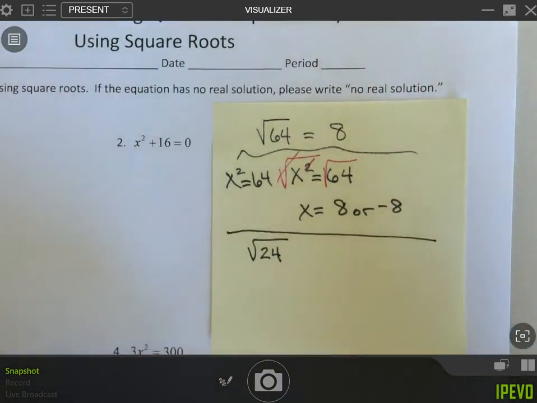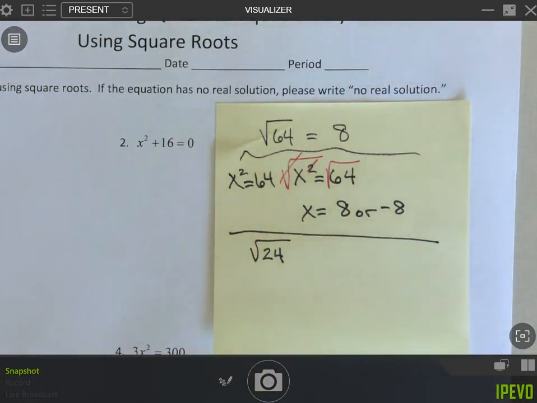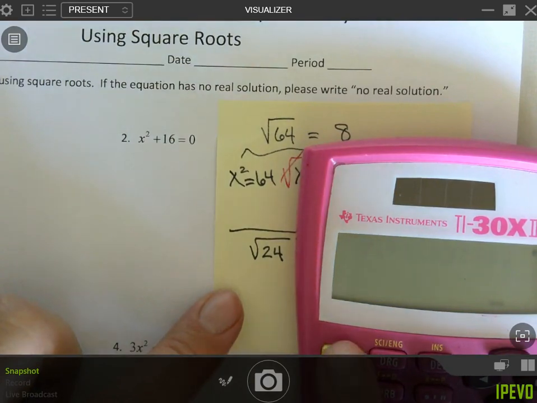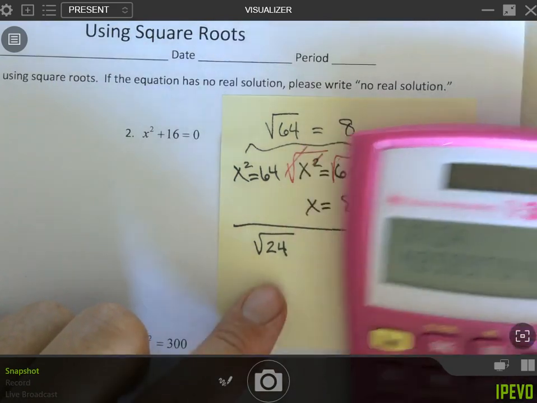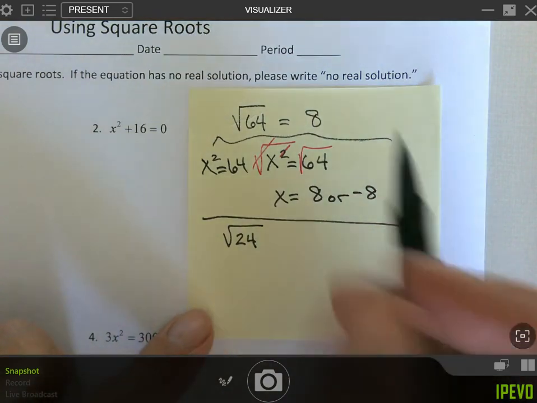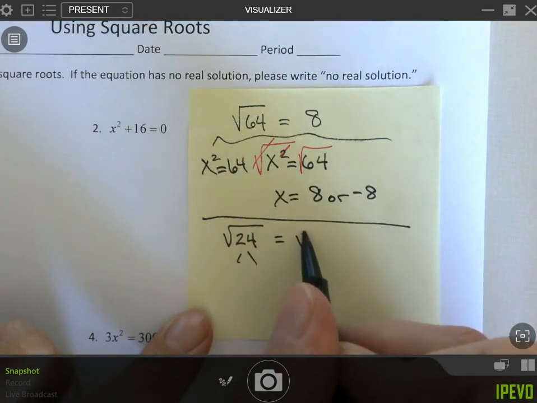All right, now, what if I give you something like the square root of 24? Is 24 on my list? It's not a perfect square. If I type the square root of 24 in my calculator, I don't get a pretty little number. I get 4.898 and it goes on. So my goal is to find the biggest perfect square, and I heard someone say 4. All right, now the rule is this.